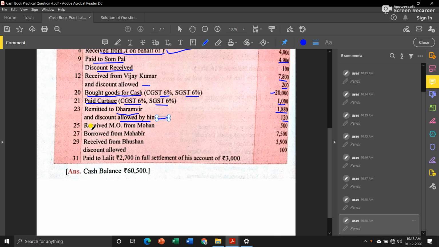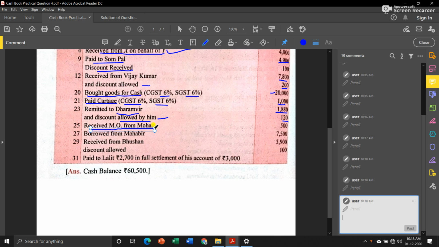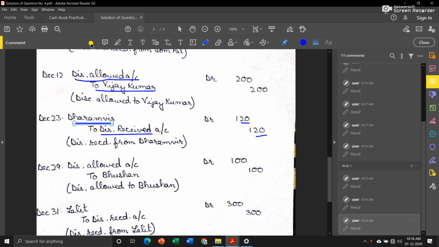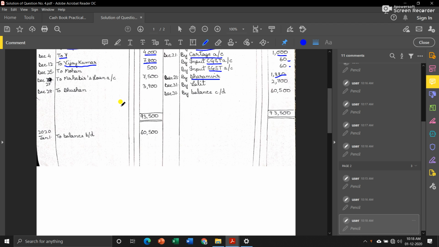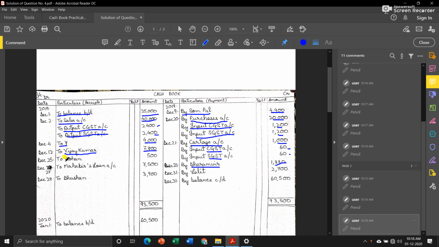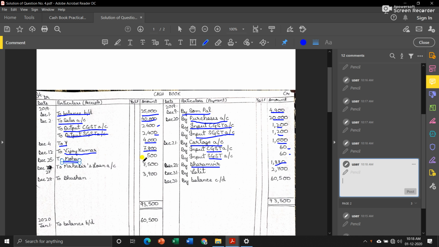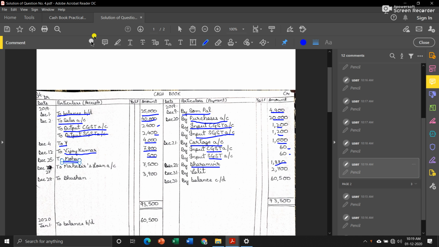The next transaction, received MO from Mohan. MO means money order, and in other words you can say we received cash from Mohan of rupees 500. So we will write it on the debit side, that is on the receipt side of our cash book, by writing to Mohan, since he is the payer, 500.